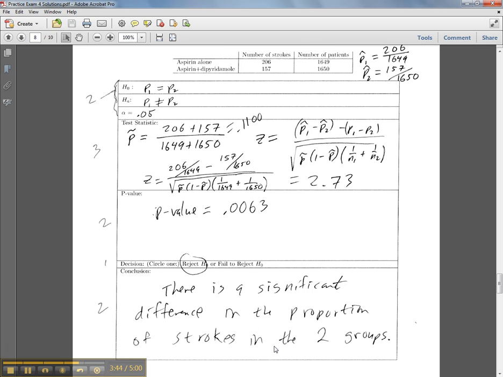It's a pretty important part of the question, and your conclusion has to be in the context of the question. So for this conclusion, there is a significant difference in the proportion of strokes in the two groups. That's perfect. That's fine. If you have something like that, you're set. Again, you can do all of this by hand if you prefer. Just don't mess up, and show all your work if you do it by hand. But for the most part, all we need to see is z is equal to 2.73 and p is equal to 0.0063 for you to get full credit.